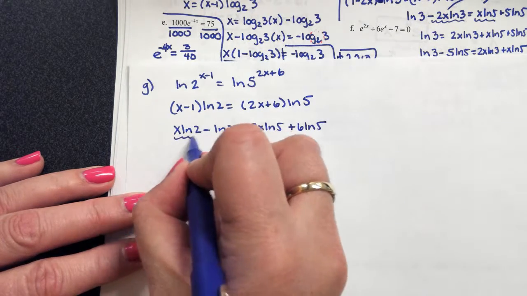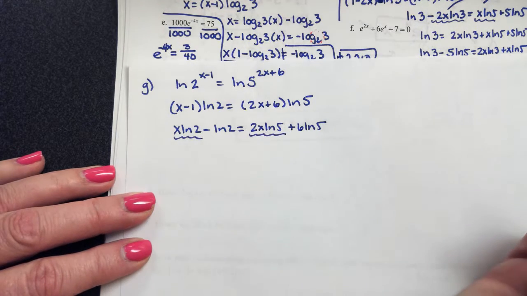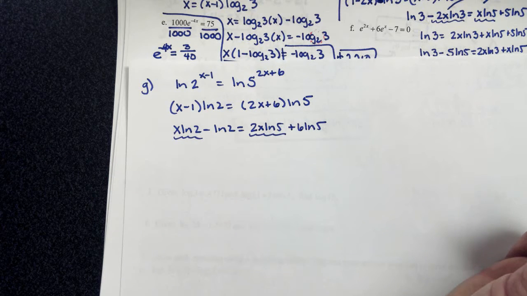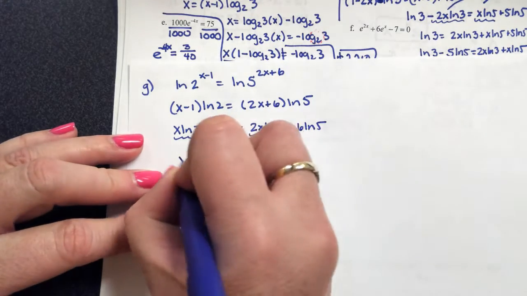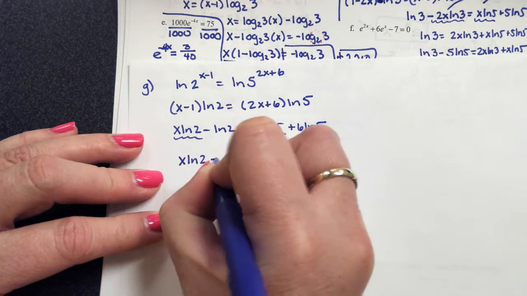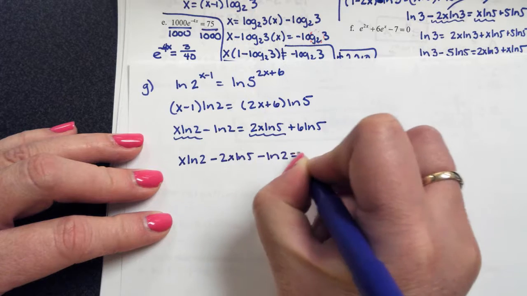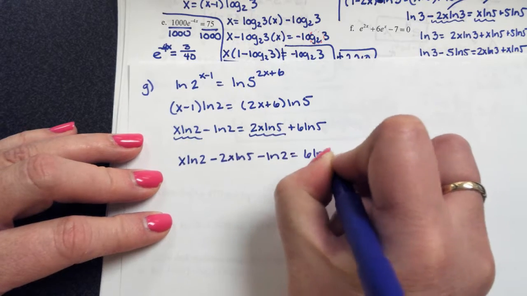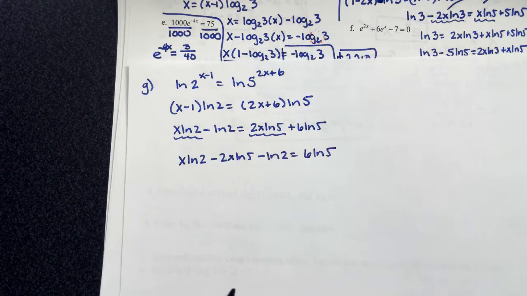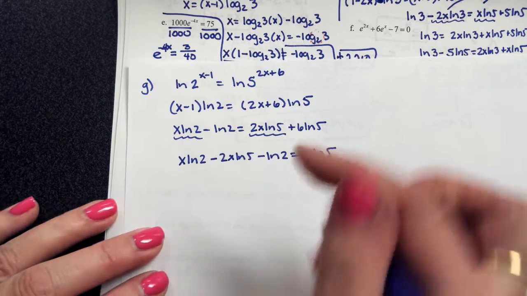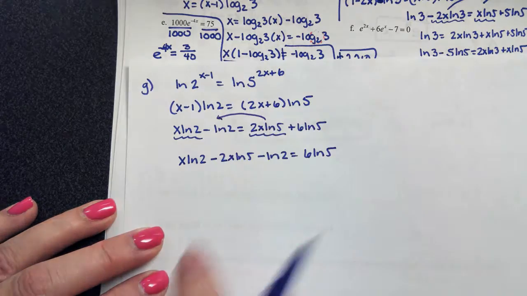Now, I have an x on the left and an x on the right. So what are we going to have to do? Bring them on one side. It doesn't matter, eeny, meeny, miny, mo, which side you want to bring all your x's over. I'm going to go ahead and bring everything over to the left, all my x's. So x ln of 2 minus 2x ln of 5 minus natural log of 2 is equal to 6 ln of 5. So all I did was I took that 2x ln of 5 and I moved it over to the left.